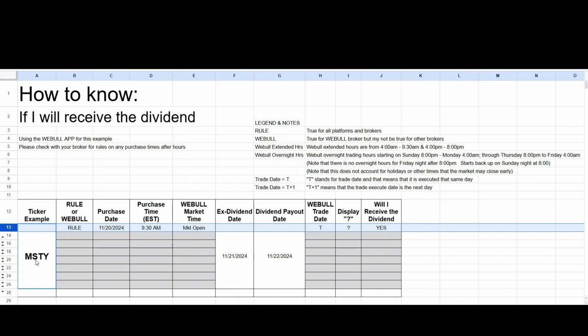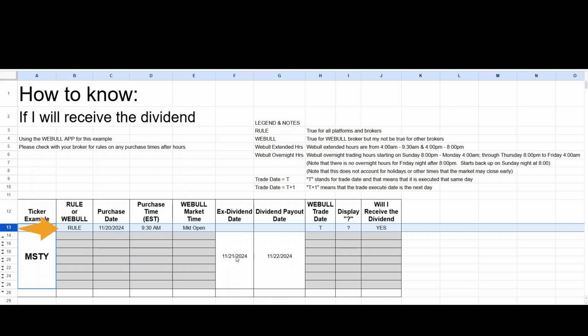So let's look at this. If you were to purchase the stock on November 20th at 9:30 a.m., right here at market open, it is before the 21st, the 21st being the ex date. So anything before the 21st, you will receive the dividend during market hours here. So purchase date 11/20 at 9:30.